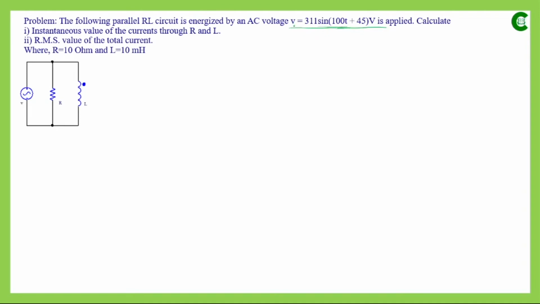Now here small v, definitely we can understand, is the instantaneous value of the voltage. 311 in that case will be the peak value of the voltage, 311 volt. And if we want to get the RMS value of that voltage, then that will be 311 divided by root 2. We already know this formula, and if we calculate this, then it will be 220 volt. But here the representation is a bit different, and that is omega t plus theta.